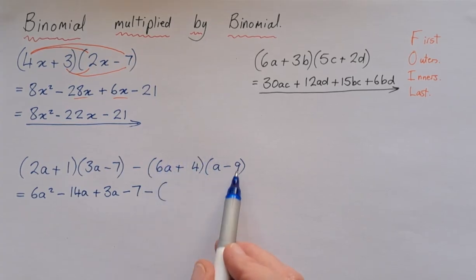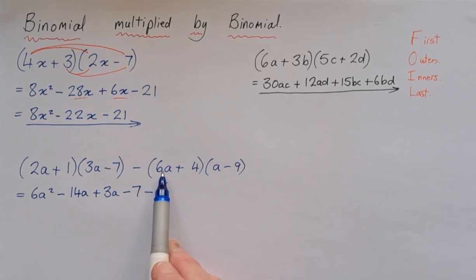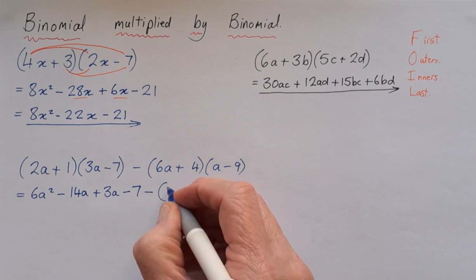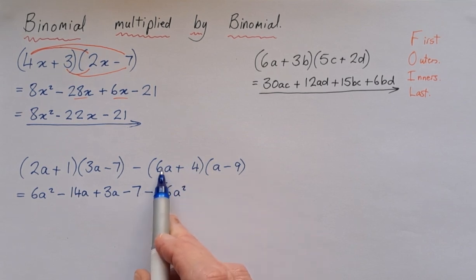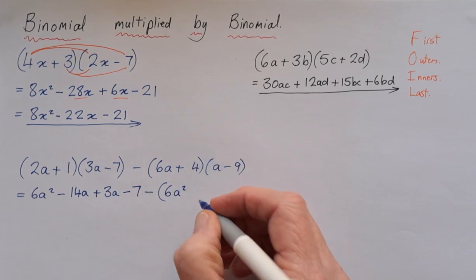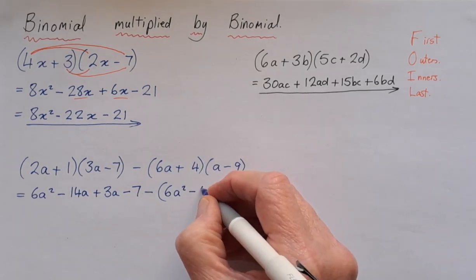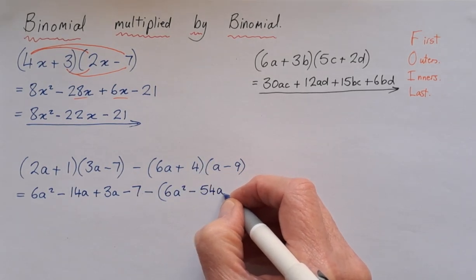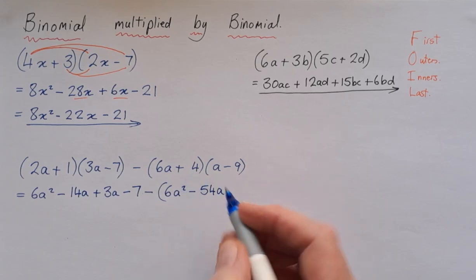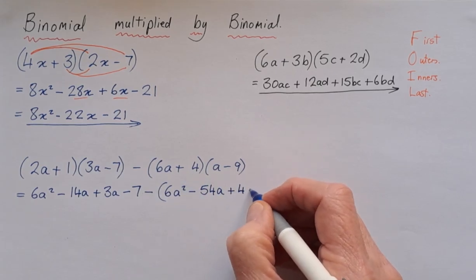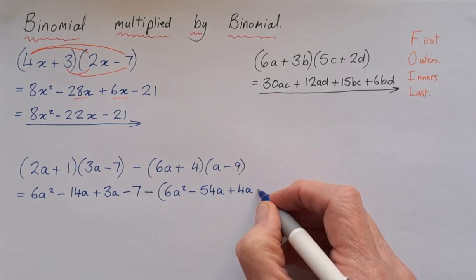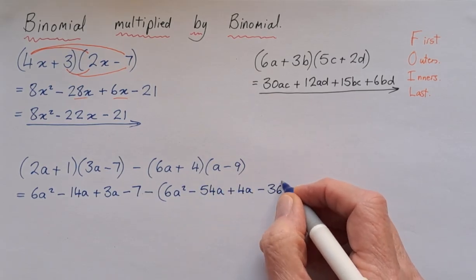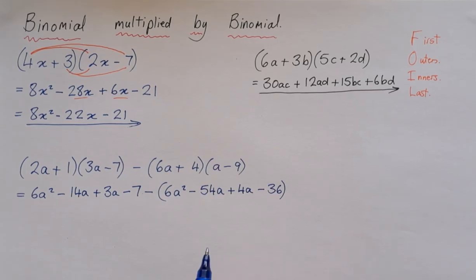So the answer to this binomial times binomial is going to be 6a times a. Then my outers, 6a times negative 9. Then my inners, 4 times a, and my lasts, 4 times negative 9. Okay, so now I'm going to write all of this down as it is.